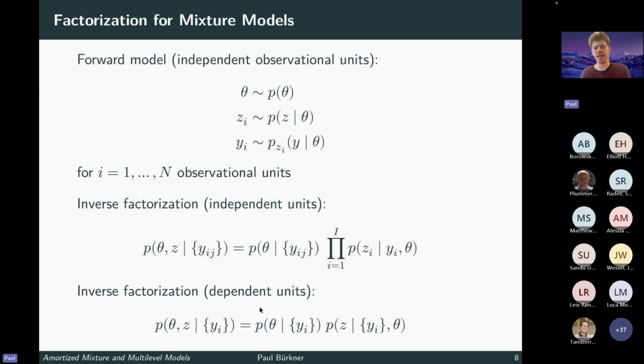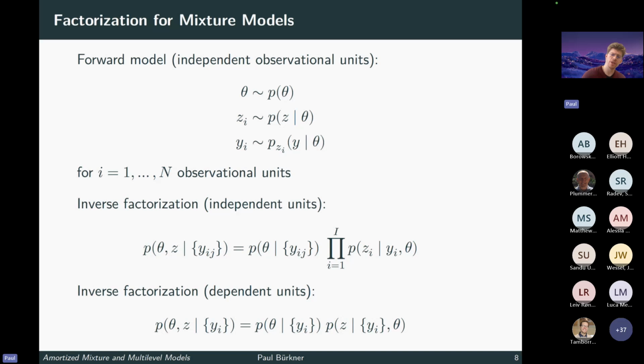So P of y given Zi in the third line basically indicates the likelihood, the distribution of the data for the mixture component Z belonging to that observation. Okay. So now that we have the forward model, which has some strong factorization, we could use that factorization also for posterior inference. What we are after in the case of independent units, like exchangeable units, is the posterior distribution of theta and z given all the data. That's always what we are after.